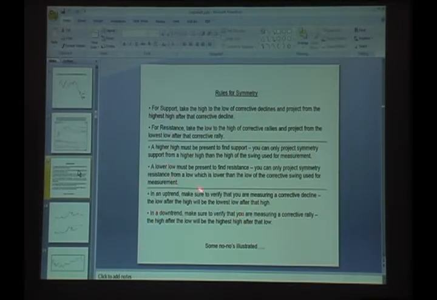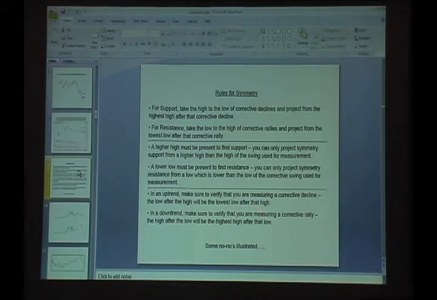Yeah, this actually goes back to what you were just asking me. In an uptrend, make sure to verify that you are measuring a corrective decline. The low after the high will be the lowest low after that high. So the flip side of that is exactly what you just pointed out. In a downtrend, make sure to verify that you are measuring a corrective rally. The high after the low will be the highest high after that low.